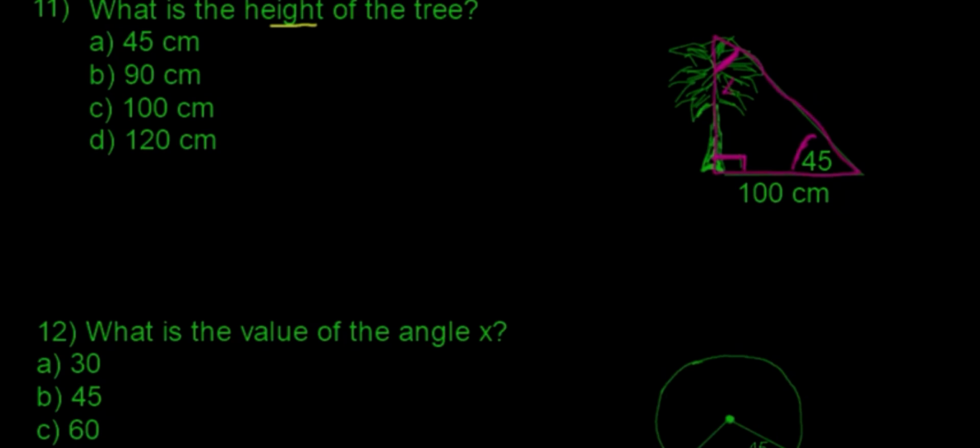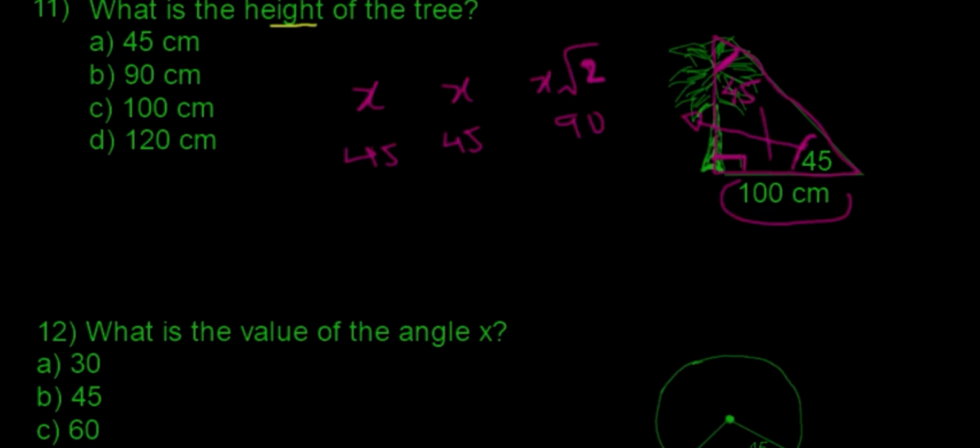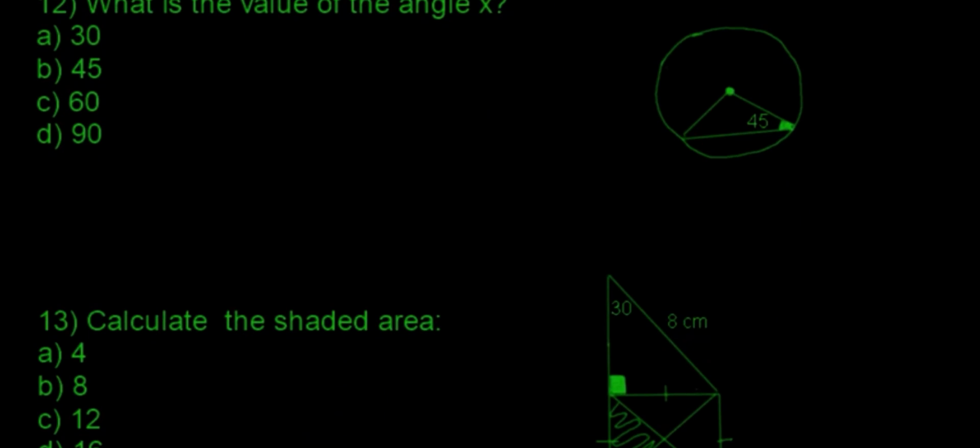45, 45, 90 is a special triangle. So the length opposite 45 is 100. Remember the ratio? x root 2. The length opposite 45 will be the exact same thing as this length over here, opposite 45, which is 100. Straightforward answer. Obviously, if you have your calculators, you can apply trigonometry, which is not the case when you're sitting for your GAT test, which is why we need to know these things.